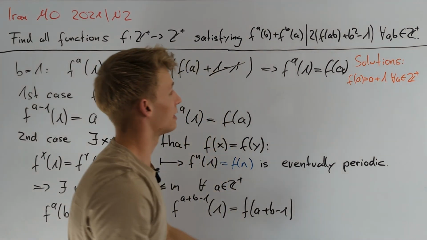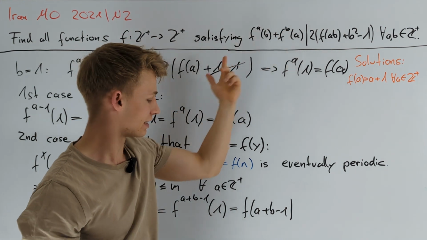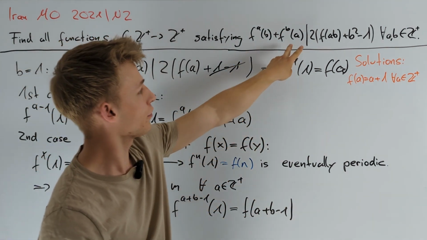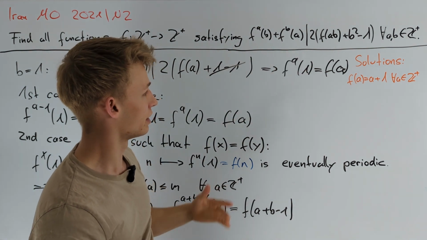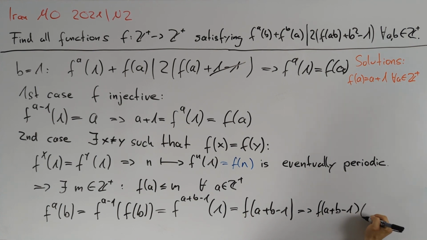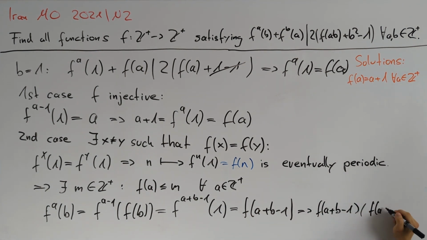In the same way, we get that f to the power of b of a is also equal to f of a plus b minus 1, and therefore we can divide both sides of our divisibility condition by 2 to get that f of a plus b minus 1 must divide f of ab plus b squared minus 1.